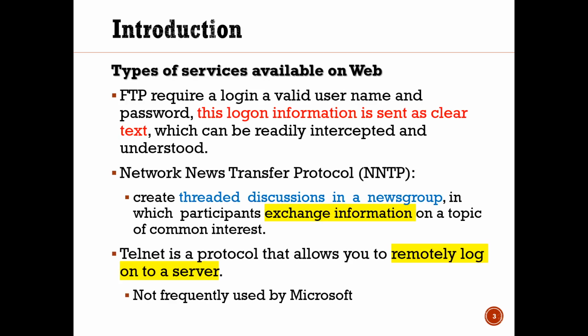Starting with the introduction, the types of services that can be available on the web are too many. But here we can categorize some of them. I can't say that I can categorize them all under these three main classes, but these are three of the common types or categories of services. The first of them is FTP. The second one is a news server, which is short for NNTP, and the last one is the Telnet protocol, or what we call remote access.